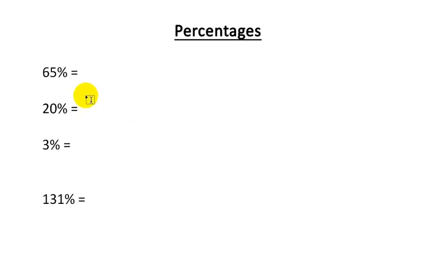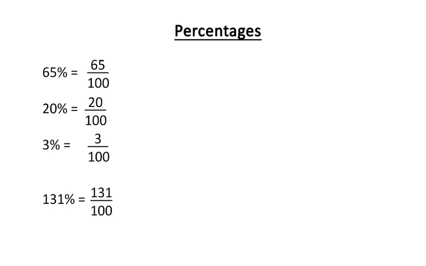So in this case of 65%, it's basically 65 over 100. In the case of 20%, it is 20 over 100. In the case of 3%, it's 3 over 100. And 131% is 131 over 100. And yes, I can have percentages that are more than 100. It basically just means that I have more than one whole.